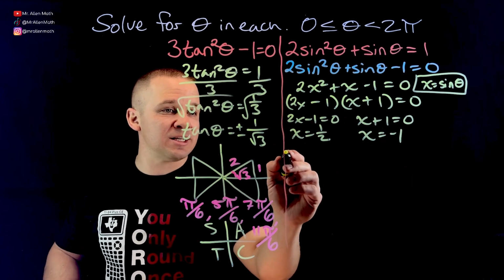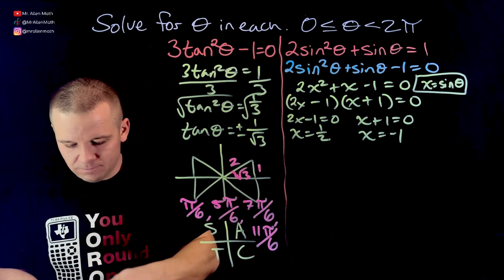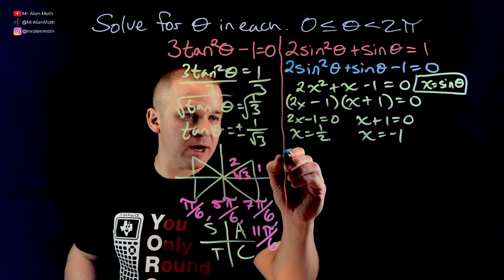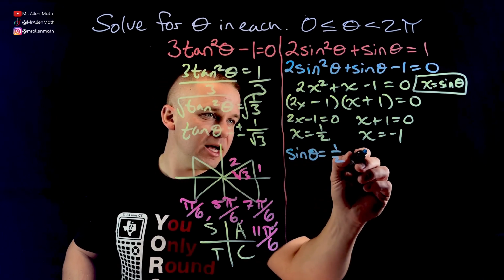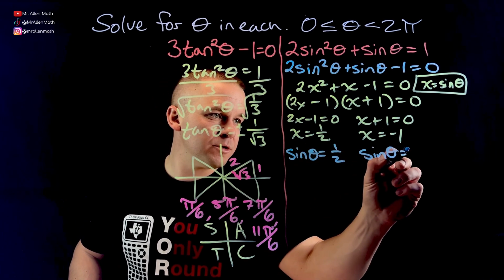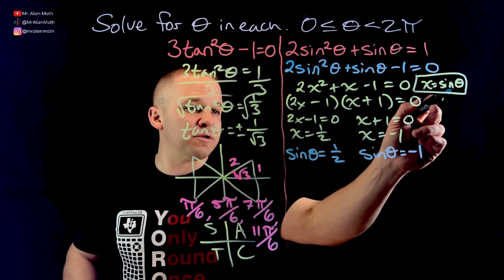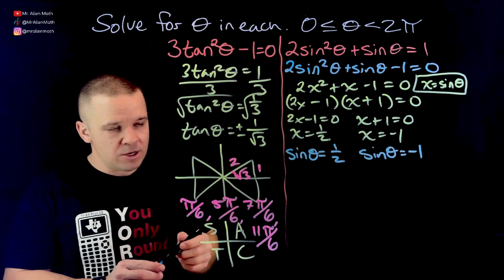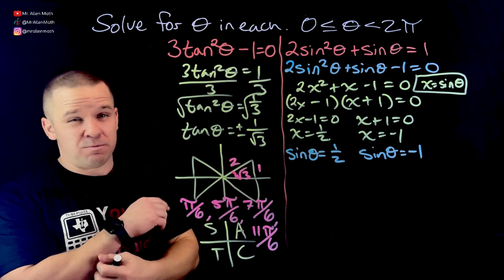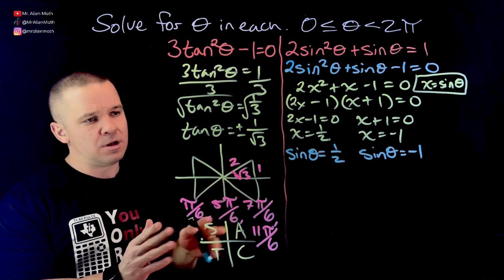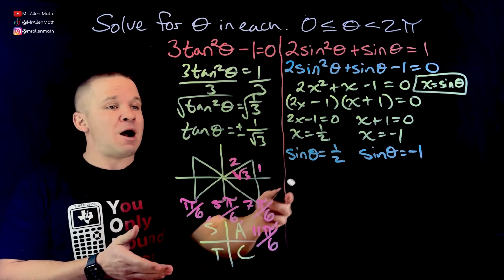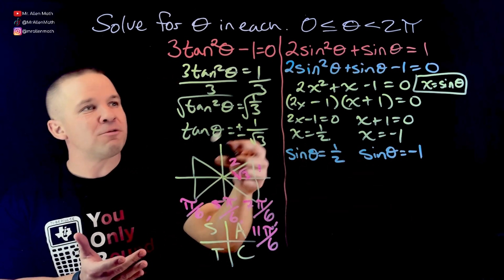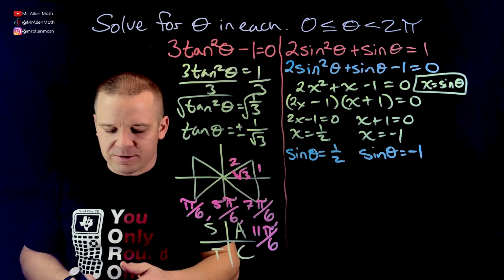And now what I can do is I can say, well, sine of theta is equal to 1/2. And sine of theta equals negative 1, because x equals sine of theta. Cool? So whether you use x, you use u, whatever, I guess u would have been more proper, right? But I was just doing street math. All right, so let's solve these. Now we're at this point here where we were here, right? It took a little more to get there. Some problems are more difficult than others.